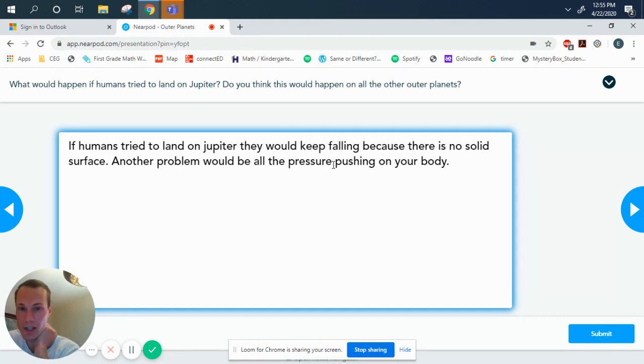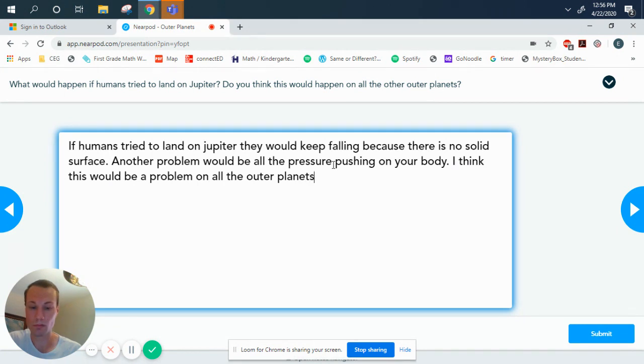And then the last part of this question: do you think this would happen on all the other planets? Well, let's think. Are they all made out of gas? Yeah. Are they all pretty large, meaning they're going to have a lot of stuff to push on your body? Yeah. So you might say, I think this would be a problem on all the outer planets. You could think of different reasons. The video gave you at least a few. You're welcome to watch the whole thing if you want even more ideas, but this is what I came up with.